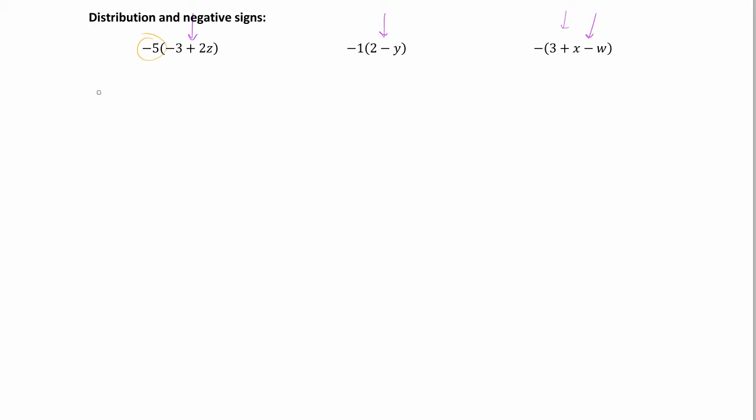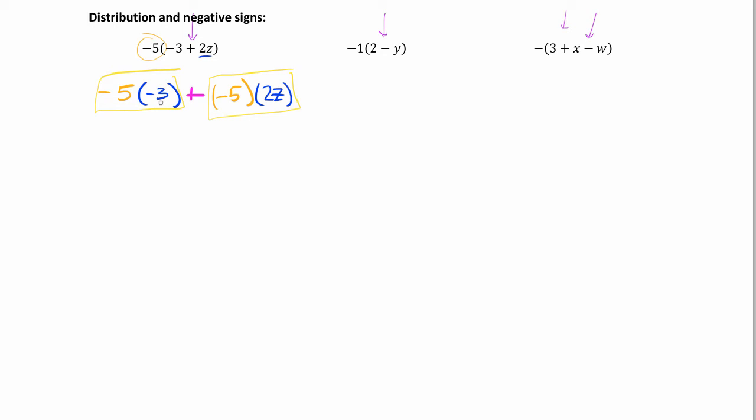I'm going to take this negative 5. That negative 5 is getting distributed to a negative 3. So I have that. And now I'm going to leave that plus symbol the same. And then that negative 5 goes here. And then I have 2z, which is the other thing that the negative 5 is getting distributed to. And now I can go through and just simplify these two terms. So I have this term first, and then I'm going to deal with that term, and then I'm going to deal with how they combine.